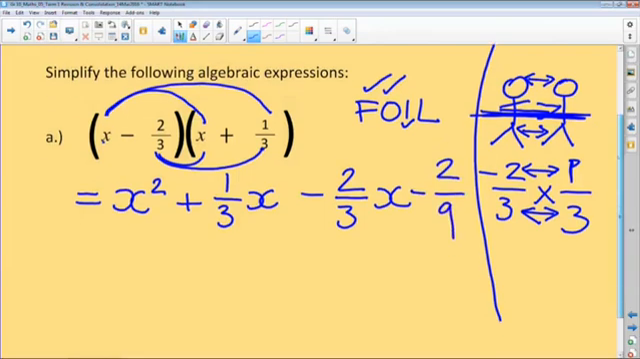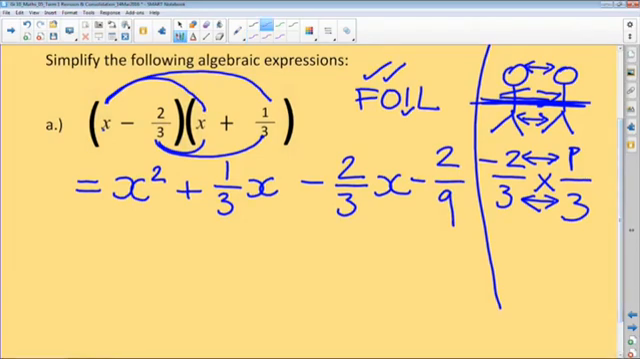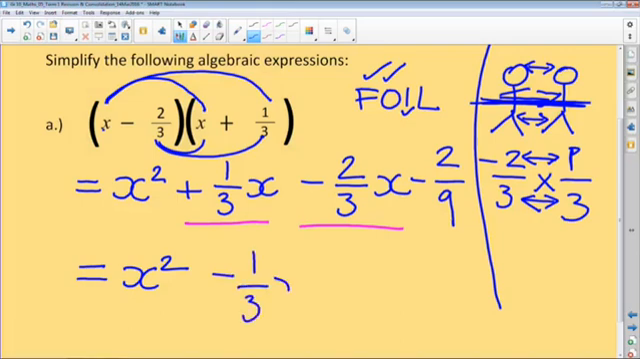Okay, we do have like terms that we can add. There they are. So let's add them quickly. We write down the x squared, nothing we can do with that. A third x minus 2/3 x is going to be minus 1/3 x. And now we can simplify the last fraction to be minus 1 over 3.